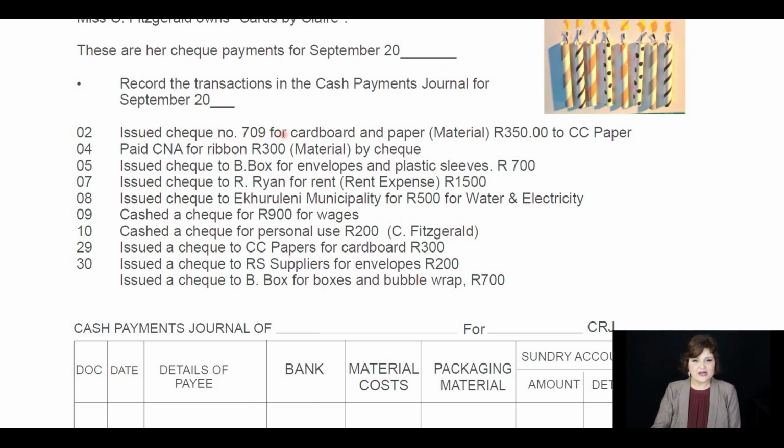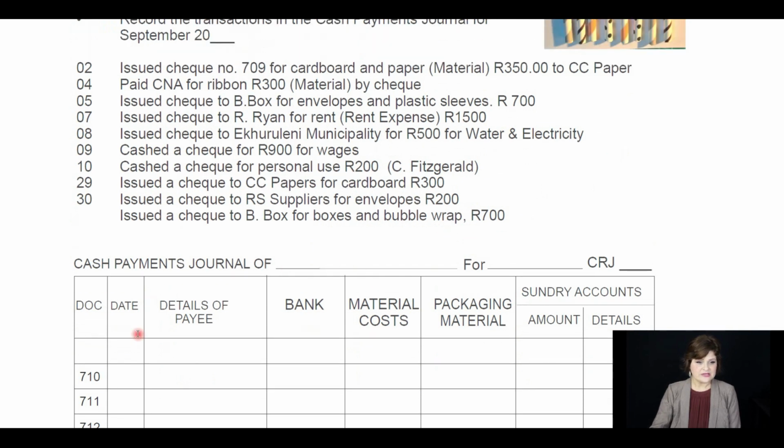Issued a check 709 for cardboard and paper, that's allocated to material costs, 350 Rand to CC Paper. Right, so the date is the 2nd. The check number is 709. The payee, the person's name that appears on the check, is CC Paper. The amount of the check is 350 Rand.